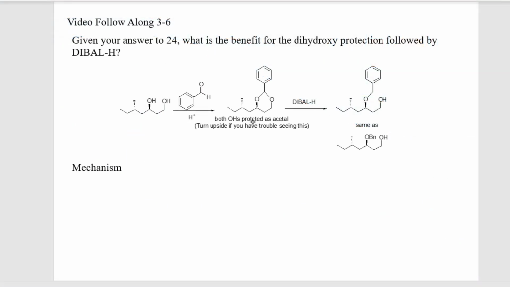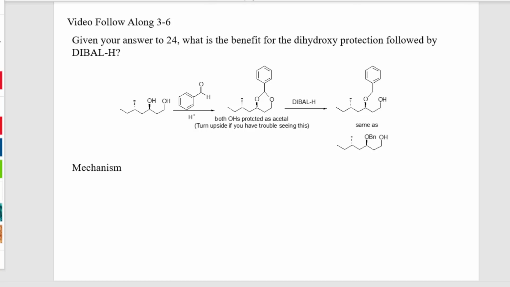In video 3-6, I'm showing you the mechanism for how you can, in a slick way, use an acetal as a protecting group and then reveal a mono. You're going from diprotected to monoprotected. Okay, so we show you how it's all about perspective.